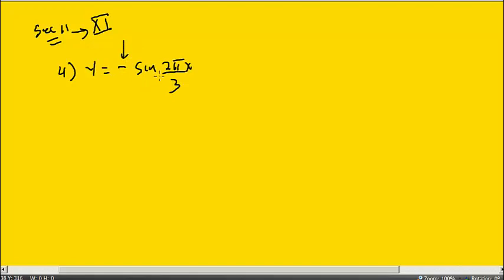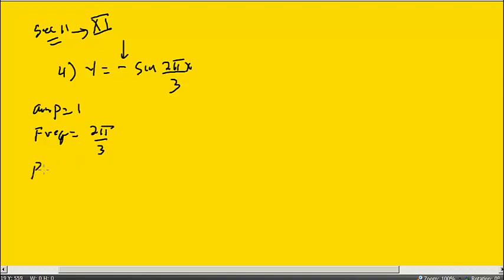Okay, this is section 11, or xi, and we're graphing. So let's start with number 4. y is equal to negative sine of 2 pi x over 3. Okay, so we know it's a sine curve, but negative means it's going to flip the sine curve. We just have to figure out what the amplitude is. So amplitude is still 1. Okay, and we have to figure out what the frequency is. Frequency is 2 pi over 3.